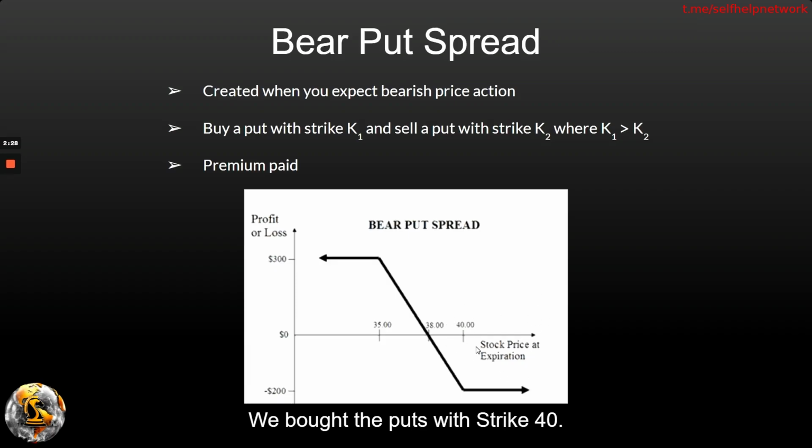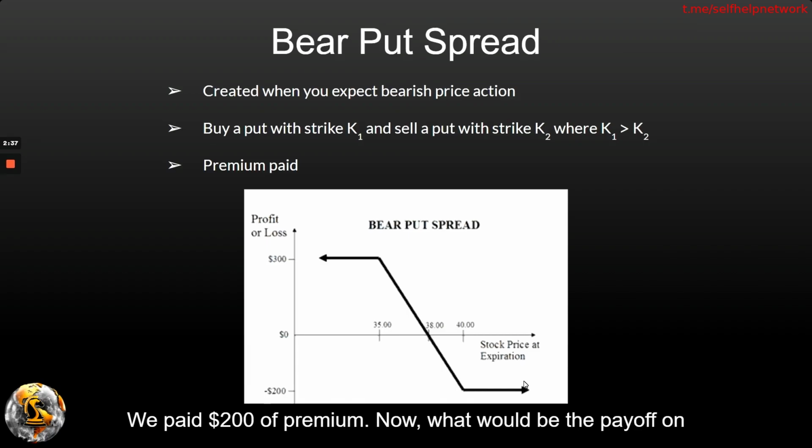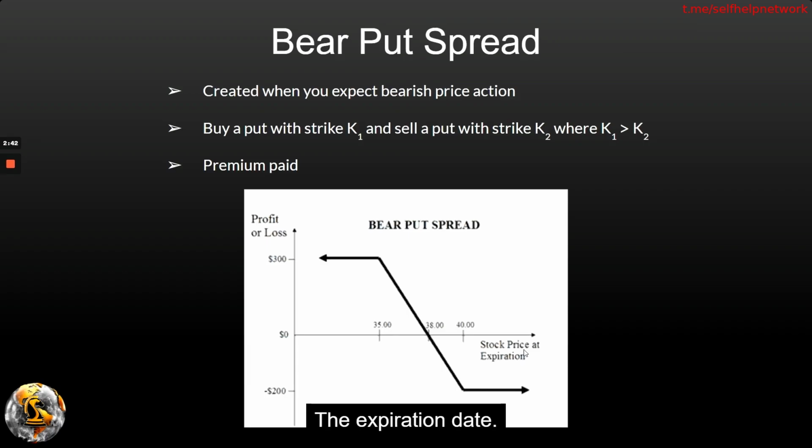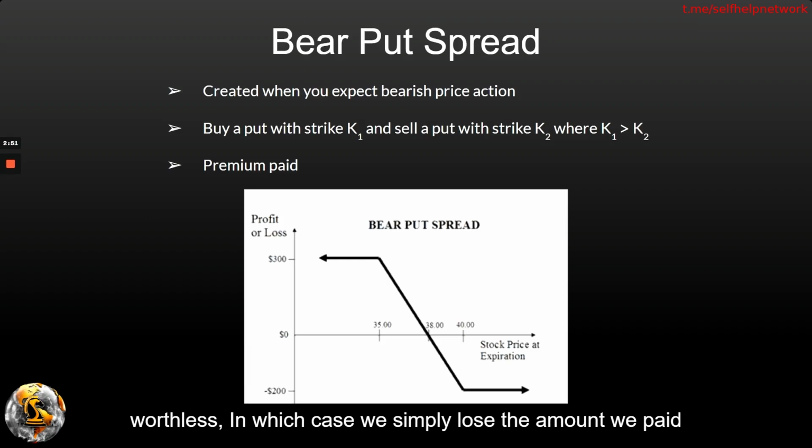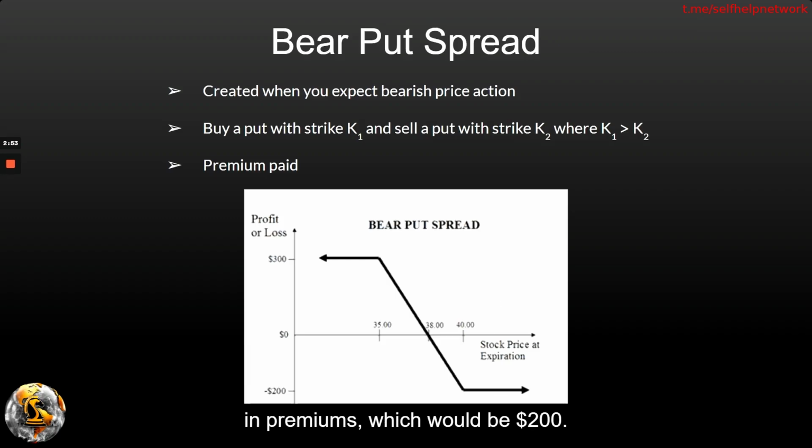So in this example, the stock price right now is 45. We bought the put with strike 40. We sold the put with strike 35. And overall, we paid $200 of premium. Now, what would be the payoff on the expiration date for us? On the expiration date, if the stock price is above 40, then both the puts expire worthless, in which case we simply lose the amount we paid in premium, which would be $200.